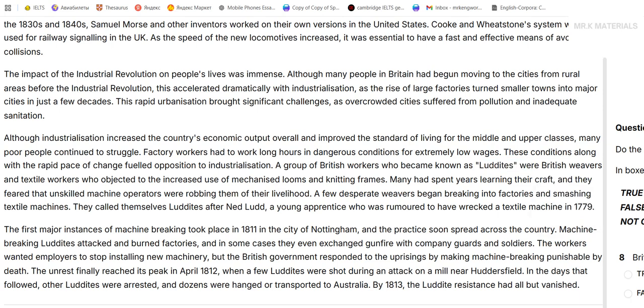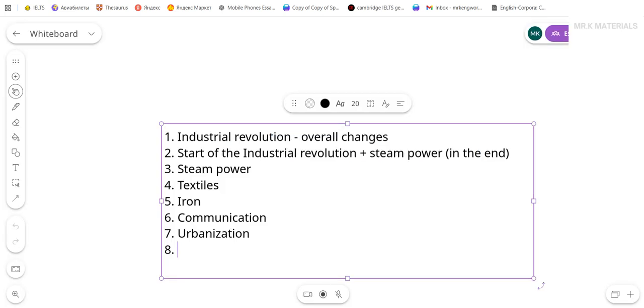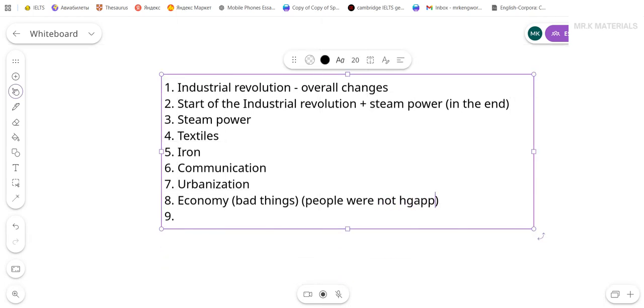Many had spent years learning the craft. Desperate, breaking into factories, smashing textile. Okay, so bad things were happening here. Okay, about economy and like just gonna put it like bad things. So they were coming, breaking things, smashing things. So people were not happy. Yeah, I'll put it like this. The general idea is that people, if they came breaking things, especially workers, it means they were not happy.